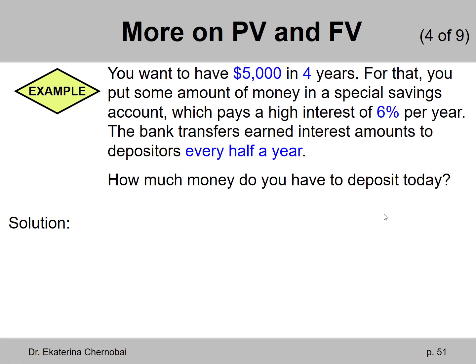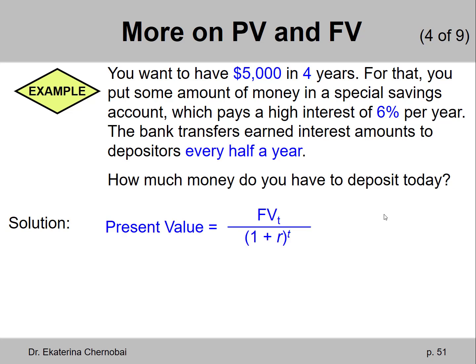Example, you want to have $5,000 in 4 years. For that, you put some amount of money in a special savings account, which pays a high interest of 6% per year. The bank transfers earned interest amounts to depositors every half a year. How much money do you have to deposit today?